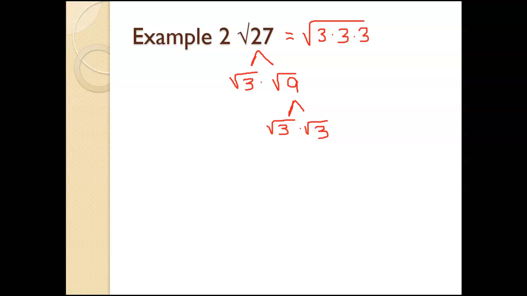Every time you have 2 of them, it comes out in front of the square root as a single because you have 2. So I have 2, so it comes out as 1. That leaves 1 behind. The square root of 27 is 3 square roots of 3.